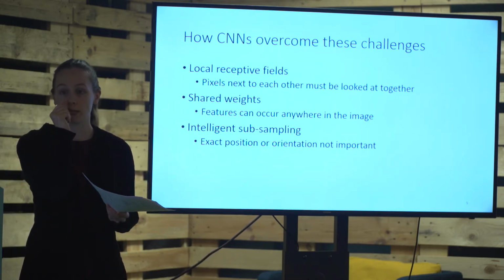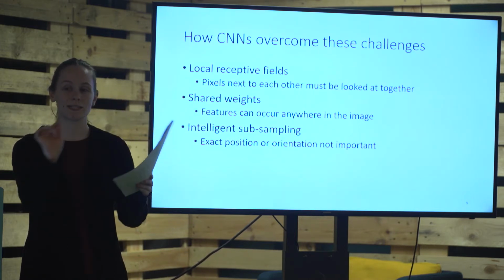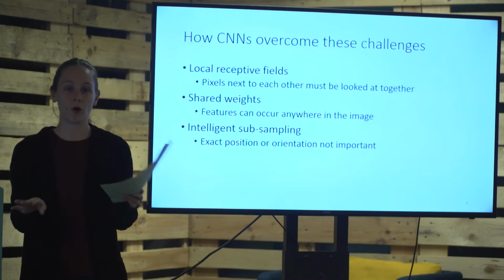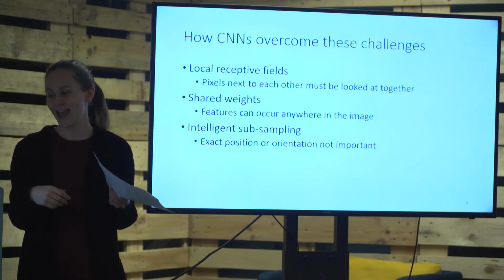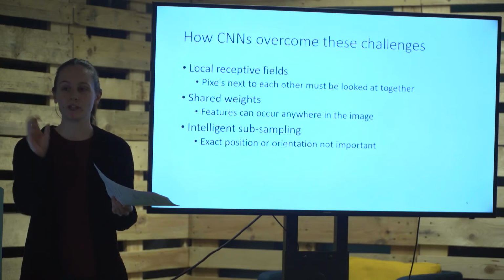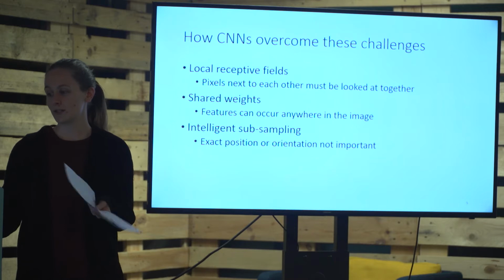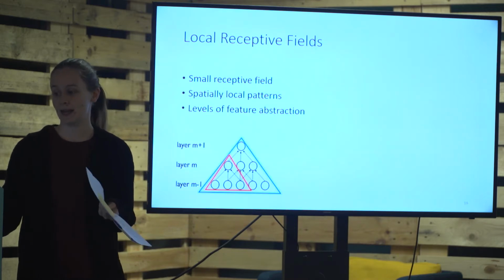And then the subsampling means that, okay, the dog is here on the left-hand side, and the tail can be up high or down low, depending on how the dog is feeling. So the exact position of the features isn't important. We can do this kind of downsampling, which kind of blurs where we're looking for the features. So these are 3 very important things that happen in the CNNs.